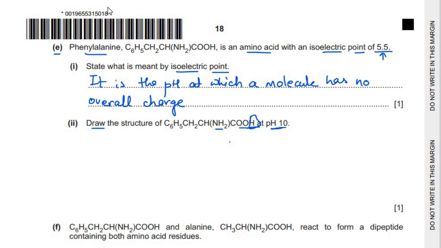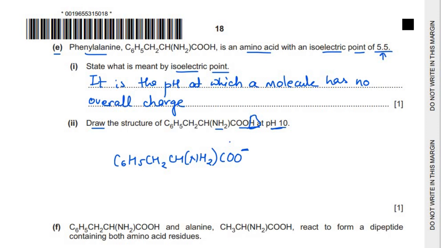So this is how we are going to draw the structure with a negative part, that is C6H5CH2CH. NH2 will remain as such, nothing will happen to NH2, but the carboxylic group is going to lose its proton to form COO- at the basic pH.